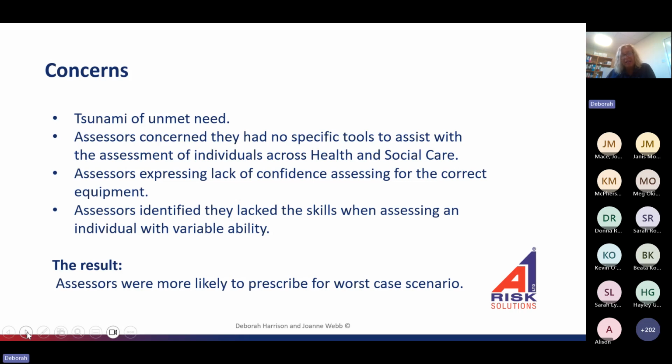if they were lacking in that confidence to prescribe for people with variable ability, they were going to prescribe for the worst case scenario. So yeah, it was something that was needed, because the last thing we need for any of our service users is, okay, they're that variable, so one minute they're walking, the next minute they actually need a full body hoist or they need a stand aid. And it was like, okay, how do we actually assess for that? How do we keep the caregivers safe? How do we keep the service users safe throughout this?